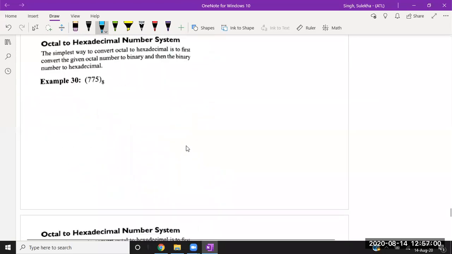Okay, so we will go with two topics. One is the reverse of the previous one. In the previous questions, we were solving hexadecimal to octal. This part we will deal with octal to hexadecimal. So the first example is 775 base 8. You need to convert into base 16. Tell me what's the answer for this one?